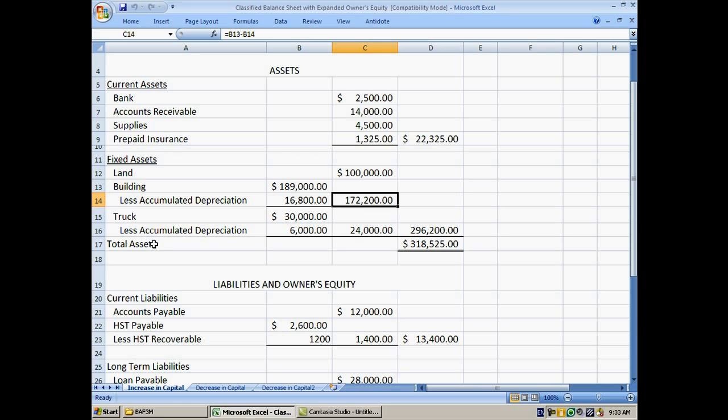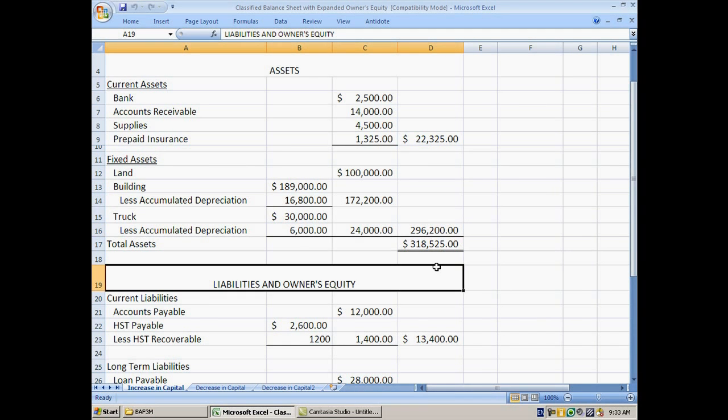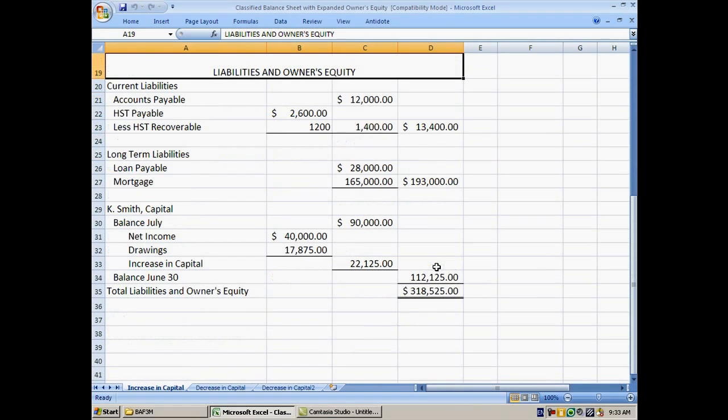And so after you've listed all your fixed assets, which are listed in order of most permanent to least permanent, in this case, we have land, then buildings, then a truck. All the net book values will be in the middle column, and the total will appear in the far right-hand column. Okay, and of course, we have our total assets, which is the current assets plus the value of our fixed assets at $318,000.